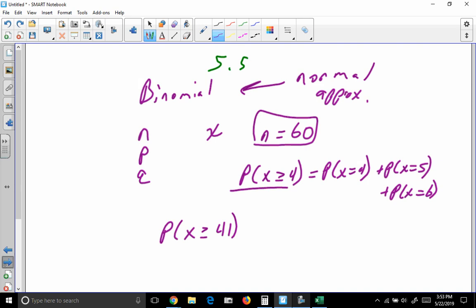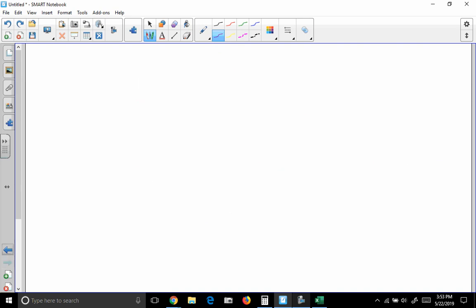So our PowerPoint tells us that in order for us to be able to use this approximation, n times p has to be greater than or equal to 5, and so does n times q. If either of those products is not greater than or equal to 5, then we can't use the distribution. So let's look at that and see why.